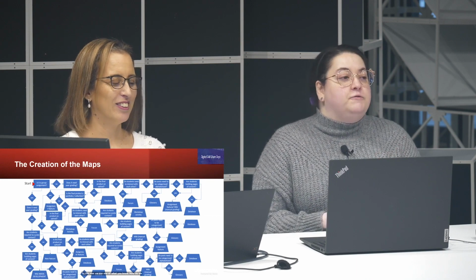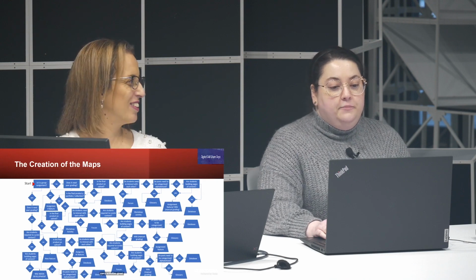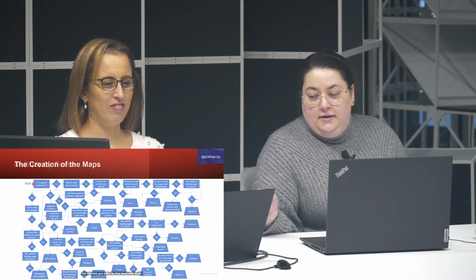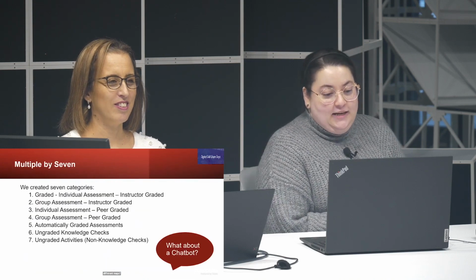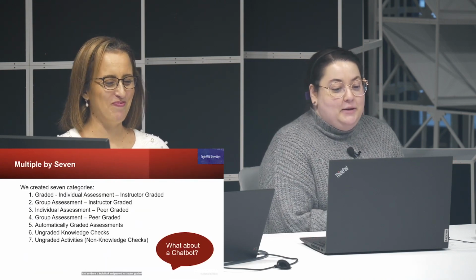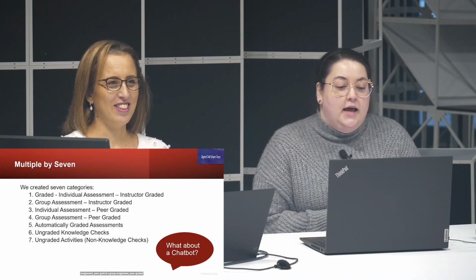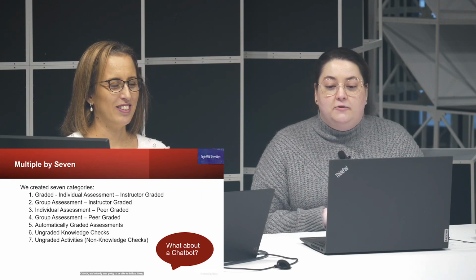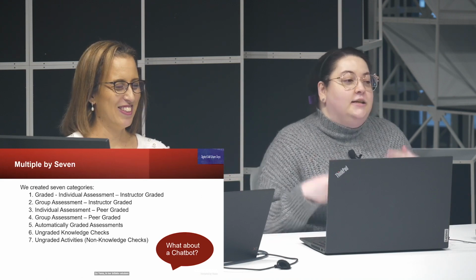And it just got worse from there because there are so many activities: graded, ungraded, peer grading, no peer grading. What do we want from the students? We ended up with 7 different maps. There was individual assignment, instructor graded; group assignment, instructor graded; individual assignment, peer graded; group assignment, peer graded; automatically graded assignments; ungraded knowledge checks; and ungraded activities. These maps were still chaotic and nobody was going to be able to follow them, and it was just sort of madness in my mind. So Yamna, in her infinite wisdom, was like, well, let's just make a chatbot. Of course, so simple.